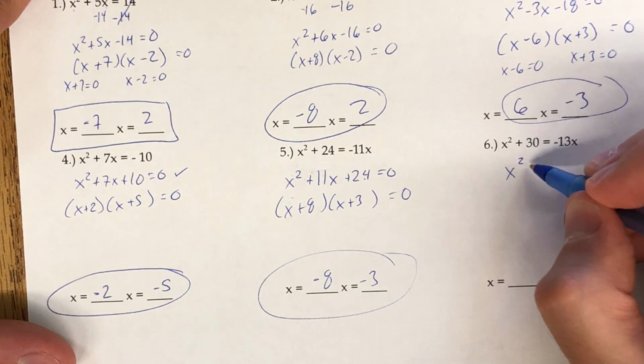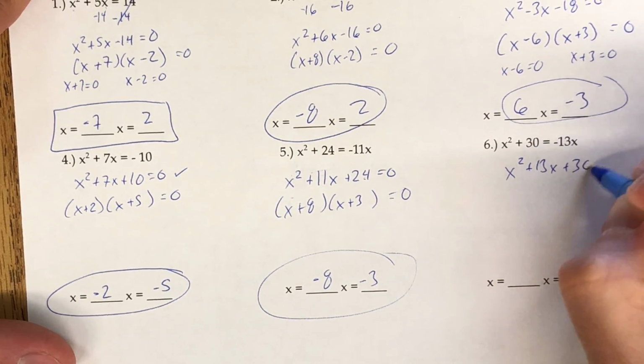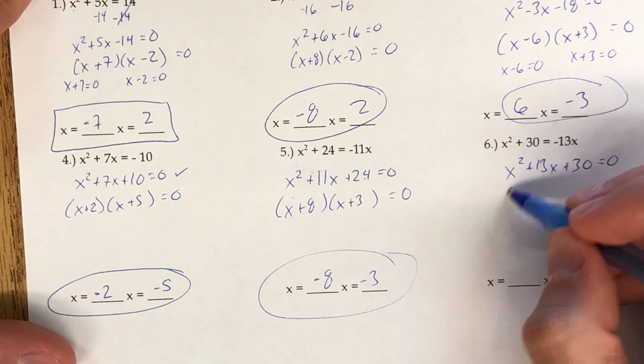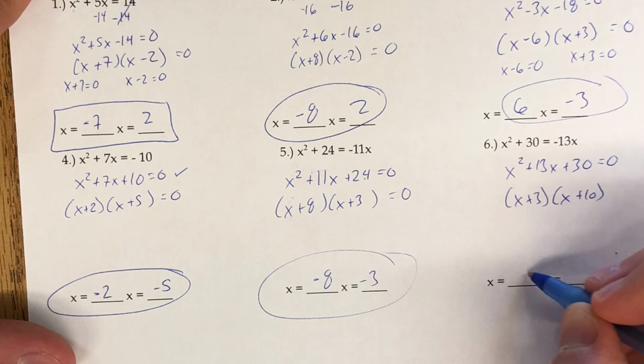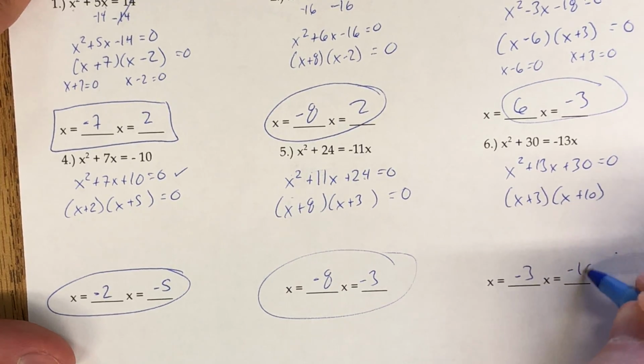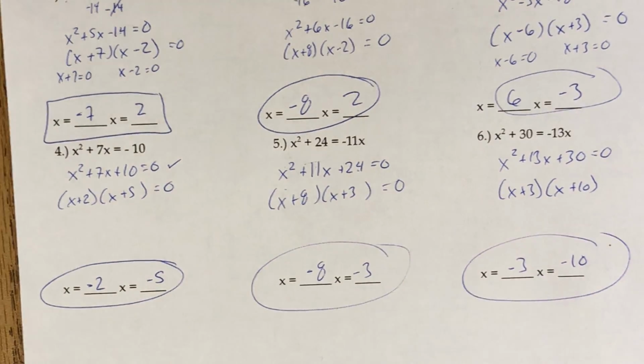Lastly, add 13x, so we get x squared plus 13x plus 30 equals 0. Factor it out into x plus 3, x plus 10. Set each equal to 0, solve for x. We get negative 3 and negative 10. And there you have it.